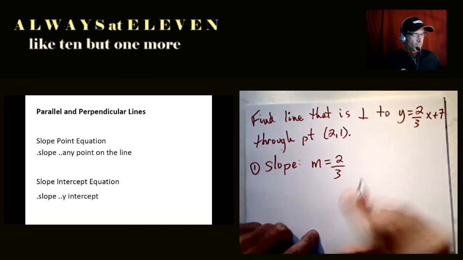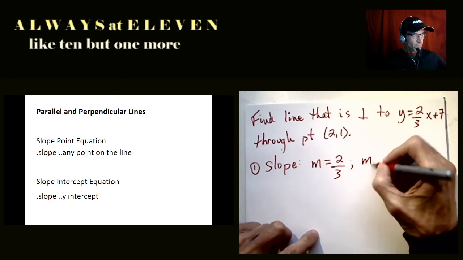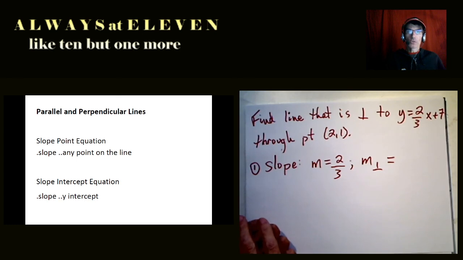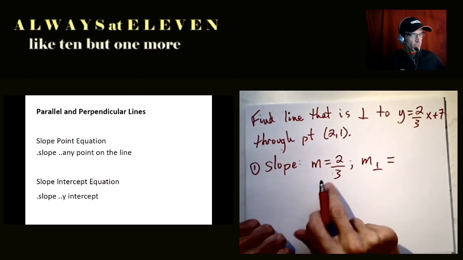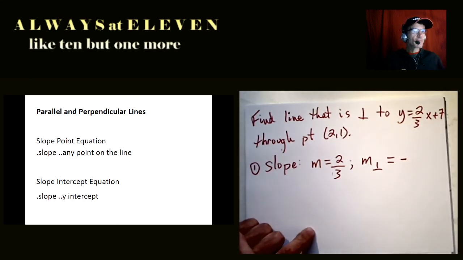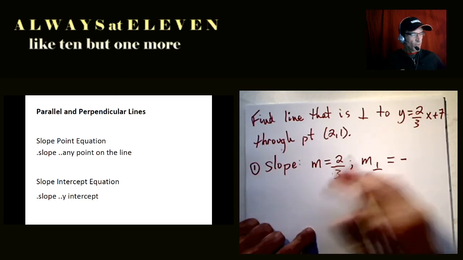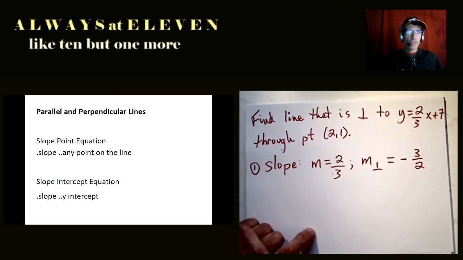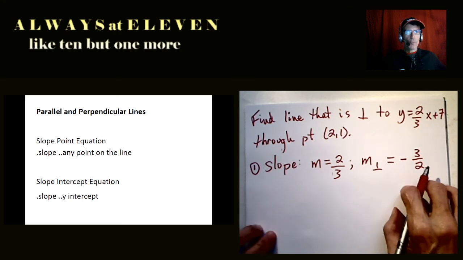Now, because it's perpendicular, it has special requirements. No, two special requirements. Opposite sign, upside down. This slope is positive, so that means our slope has to be negative. The upside down part, of course, 3 on the top, 2 on the bottom. Now we're ready to continue on to either the slope point or slope intercept.